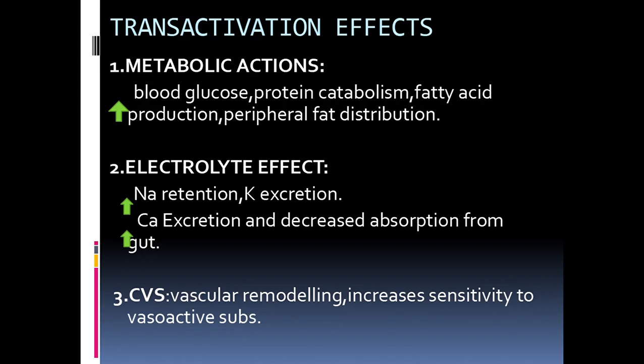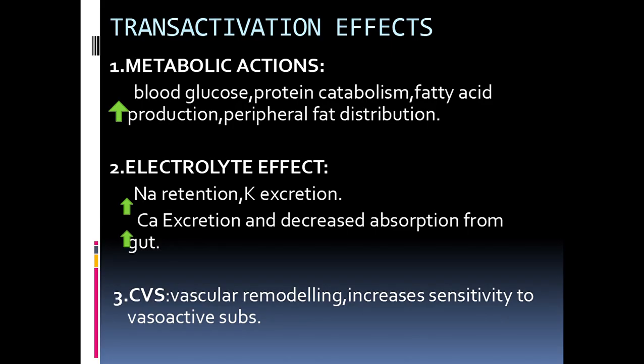Then transactivation effects, like the metabolic actions of glucocorticoids. Glucocorticoids increase blood glucose, protein catabolism, fatty acid production, and peripheral fat distribution. So glucocorticoids can cause hyperglycemia and diabetes-like features. As for the electrolyte effect, glucocorticoids can increase sodium retention, potassium excretion, and calcium excretion, and decrease calcium absorption from the gut. So glucocorticoids can cause osteoporosis also.